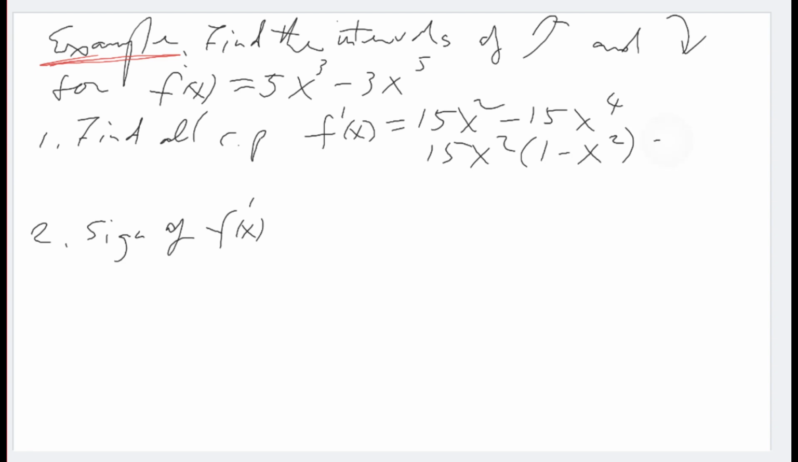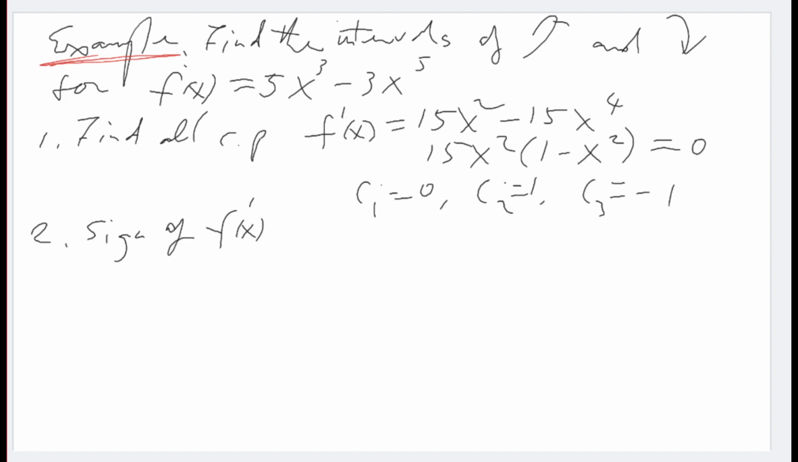Okay, set it to 0. Set the derivative to 0 to find the critical points. So simple algebra, you're going to find the 0, you're going to find the 1, you're going to find the negative 1. Or as I call it, C1, C2, C3, because those solutions are what we call the critical points.